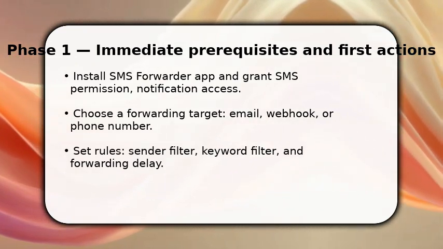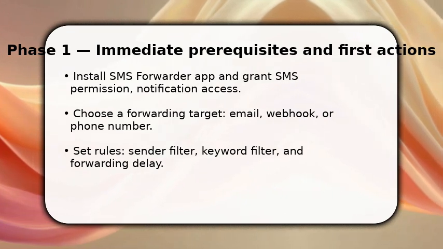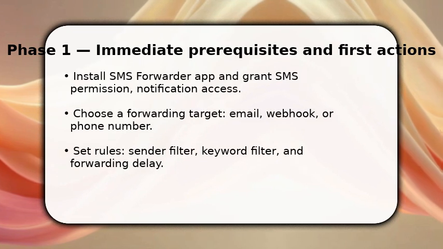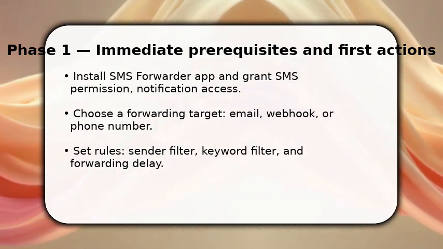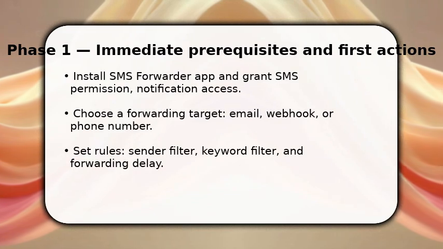Then create a basic rule. Select a sender, add a keyword if needed, and set a short delay. Once done, save the rule and run a quick test message to confirm the first forward works.